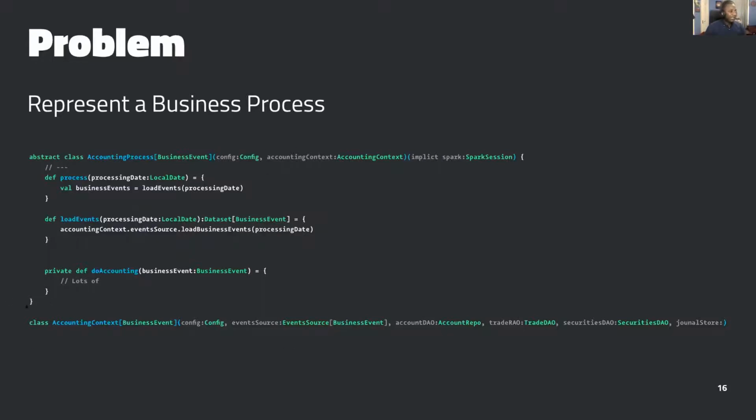So we have this composition root, if you know the term. It's a place where we can inject all our dependencies. And we say, all right, to meet our business requirements, we need to be able to grab some events from an event source.